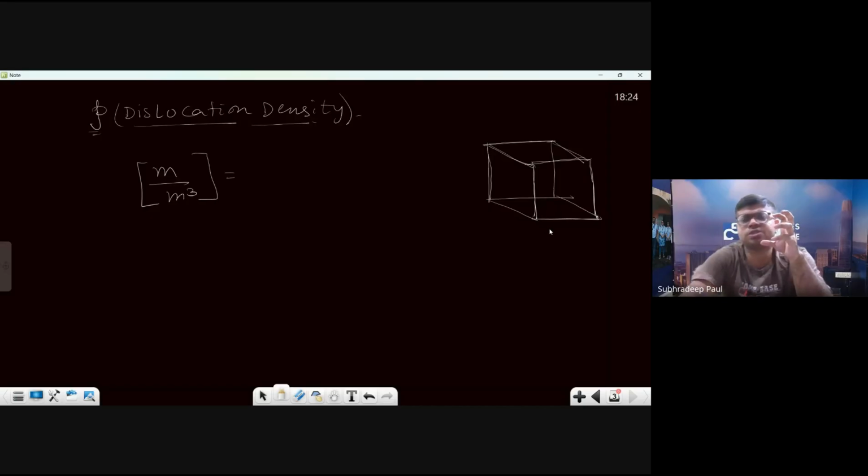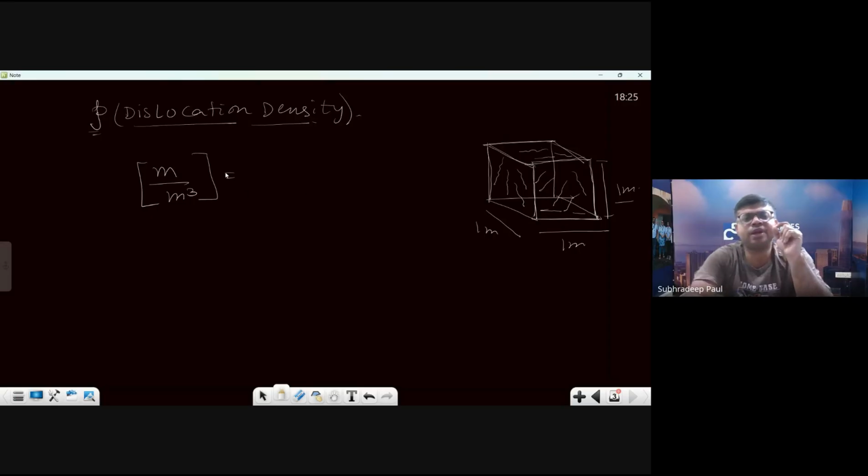Suppose this is a crystal, and I'm considering a unit volume of this crystal, so this is 1 meter, this is 1 meter. I am taking a cube of this shape. Now in this crystal there will be many dislocations. One dislocation can be like this, another like this. Dislocations are nothing but defects, so these are all the dislocation lines, the defect lines that we have.